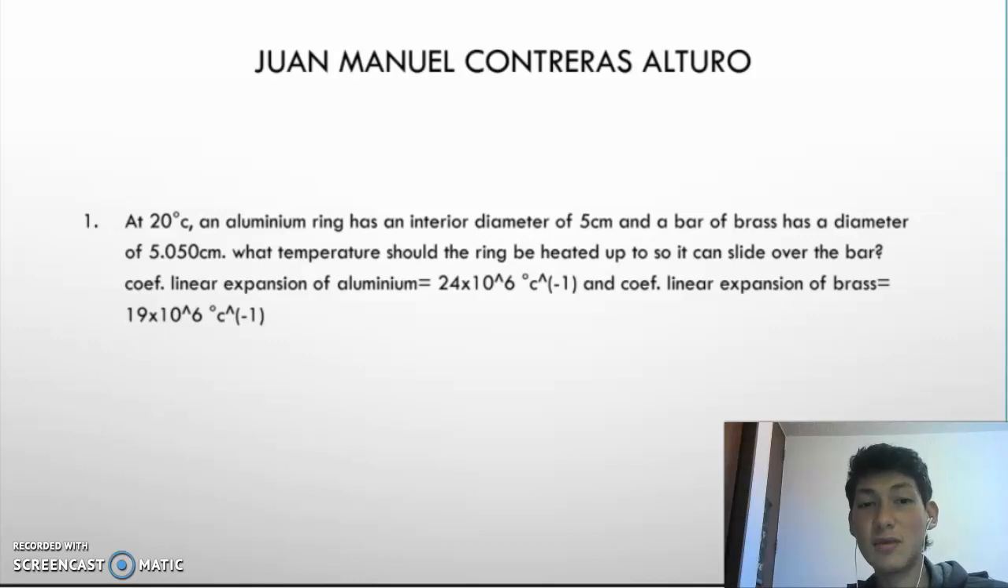At 20 Celsius degrees, an aluminum ring has an interior diameter of 5 centimeters, and a bar of brass has a diameter of 5.050 centimeters. At what temperature should the ring be heated up so it can slide over the bar?